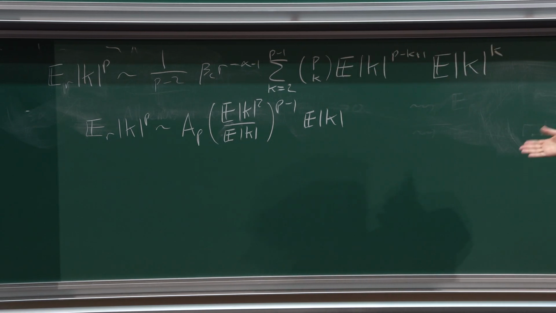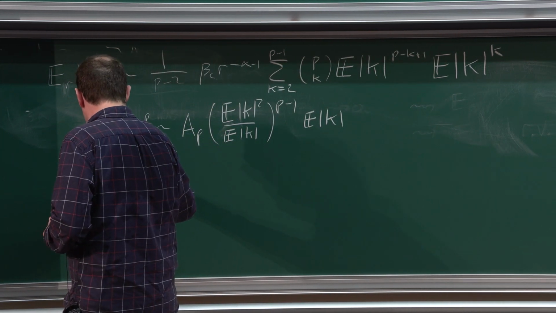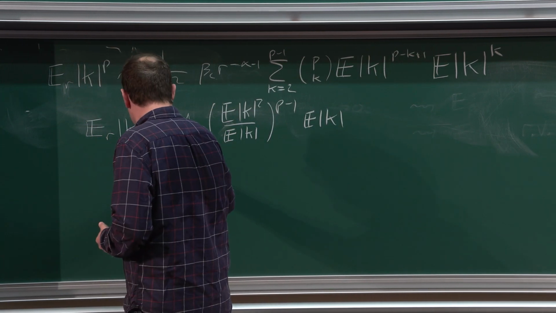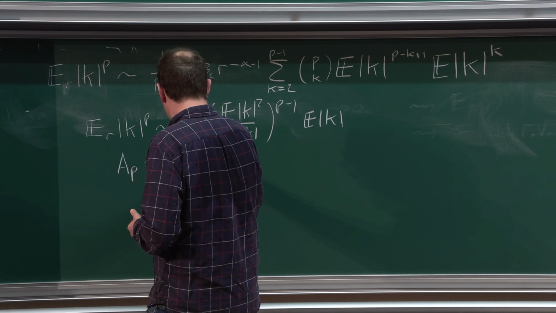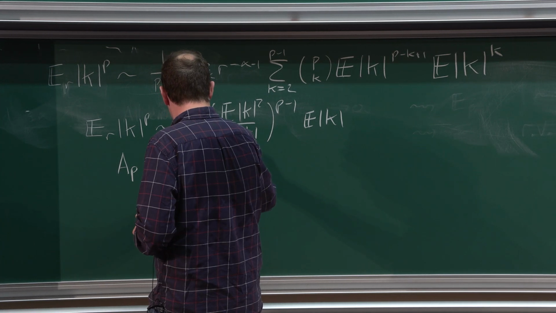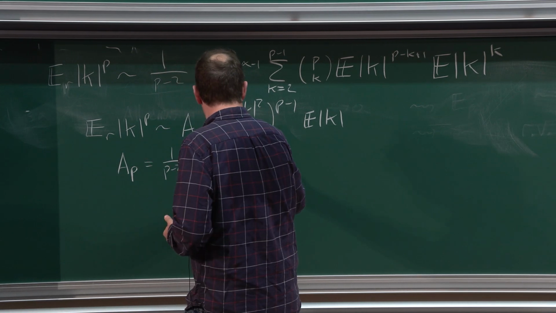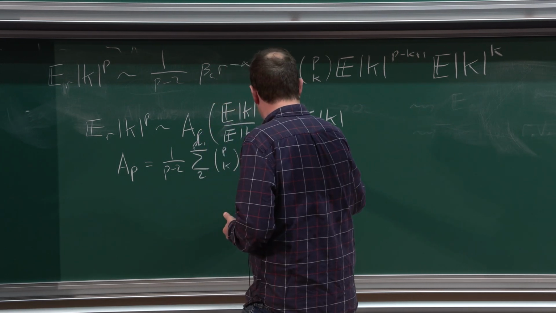Okay, and indeed you can check that this is very easy to check, that this formula does propagate via the induction, via using this. And what you get is a recurrence relation for these coefficients. It's a_p is 1 over p minus 2 times the sum from k = 2 to p minus 1 of p choose k, a_{p-k+1} a_k.